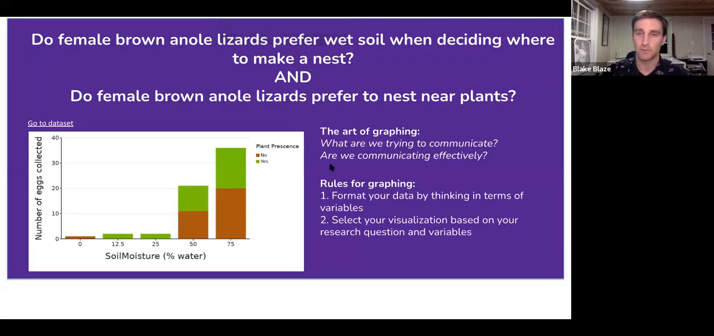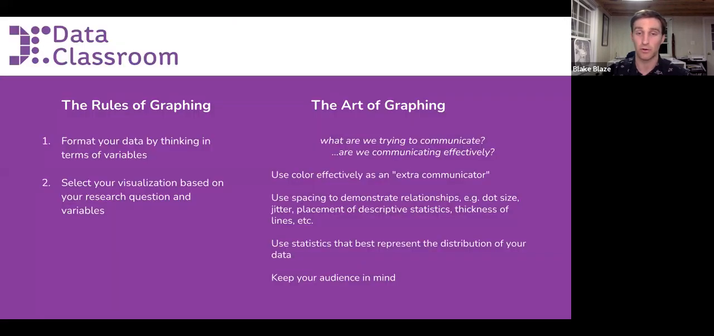All right, well, the rules are pretty straightforward. Let's take a little bit of time to practice picking out ways we can utilize the art of graphing.